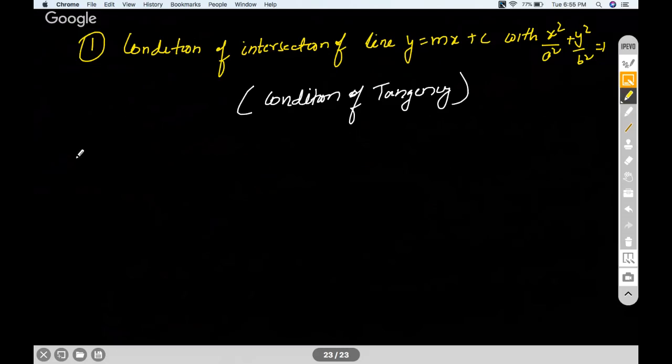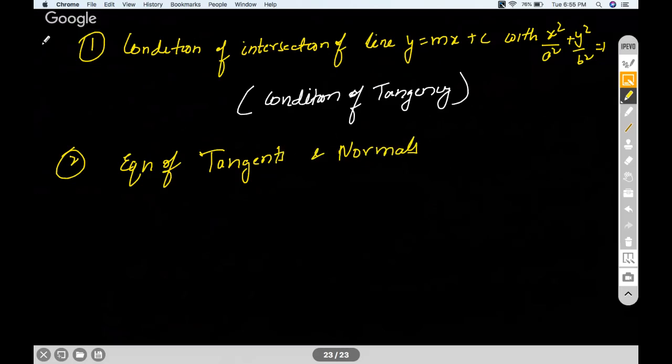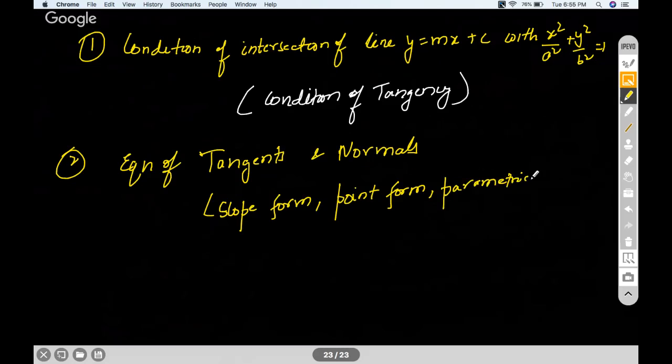Second thing that we'll talk about is the equation of tangents and normals. Okay. Both in Cartesian, both in slope form, point form, and parametric form. So this would be the agenda for the next class, and after that I'm going to start with hyperbola.